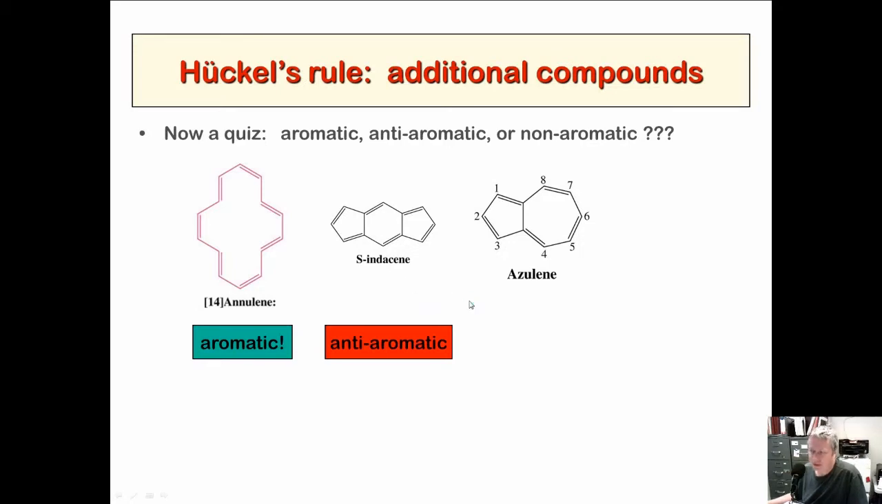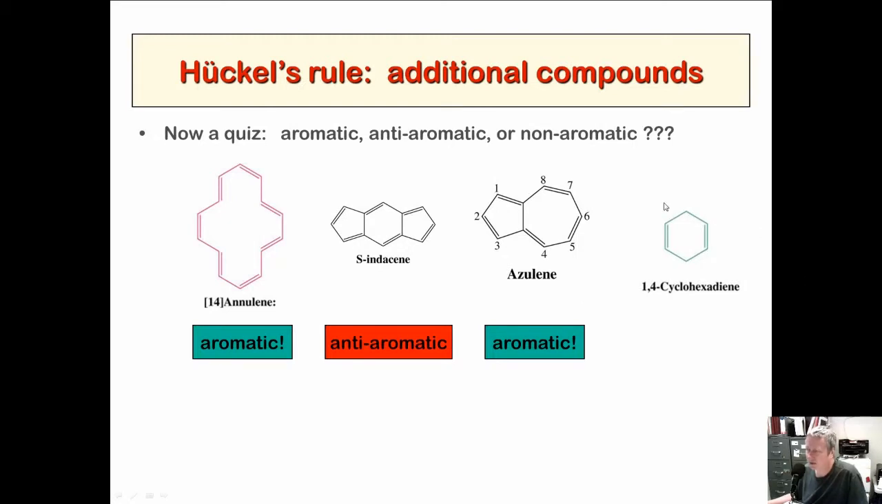Azulene. How many pi electrons? 1, 2, 3, 4, 5, 6, 7, 8, 9, 10. Is 10 electrons 4n or 4n plus 2? Well, it looks like that's aromatic, right? 10 would be 2 times 4 plus 2, so that's an aromatic compound.